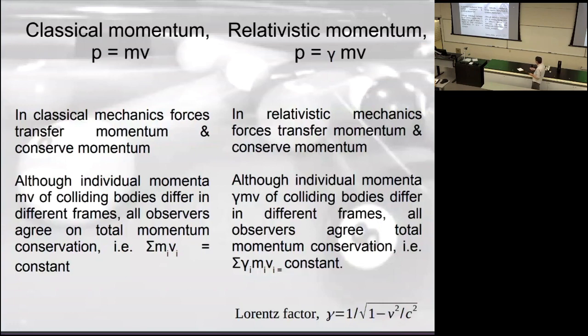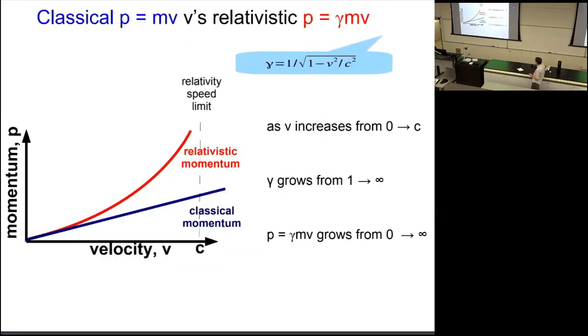Sounds simple and straightforward, but let me show you a plot that has some of the consequences of multiplying mv by the Lorentz factor, of going from P equals mv to P equals gamma mv. That's what this slide is about. It's comparing, in blue, classical momentum, P equals mv, with, in red, relativistic momentum, P equals gamma mv. So it's a comparison of those, through this plot, or this graph, or this picture here.